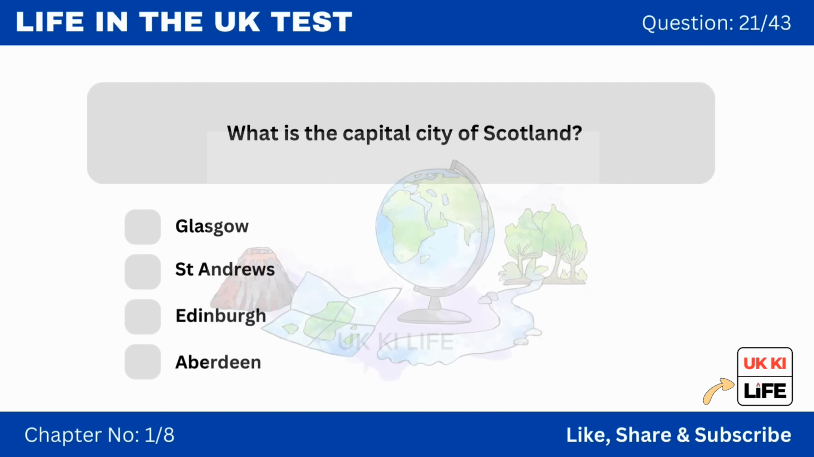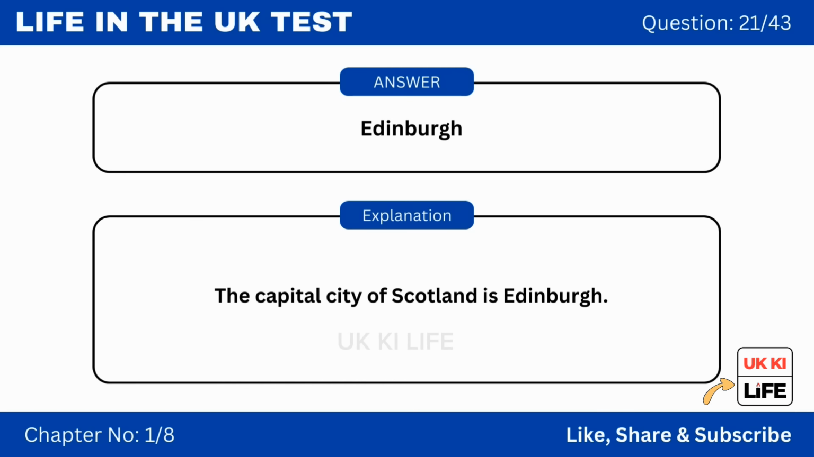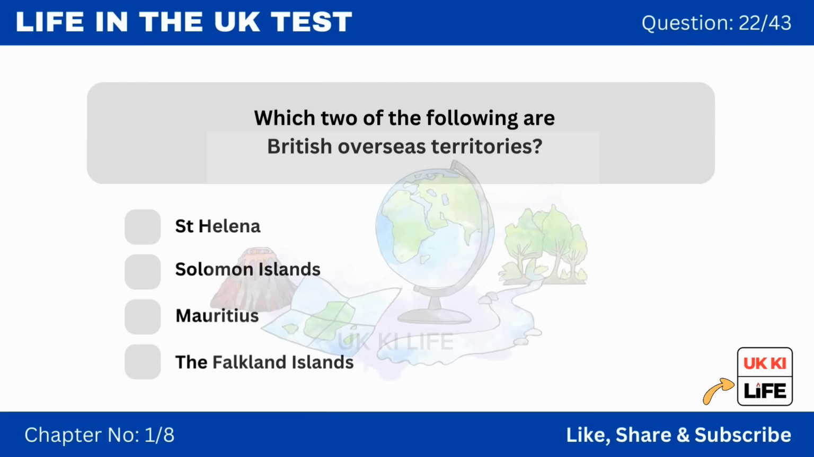The correct option is C. Explanation. The capital city of Scotland is Edinburgh. Question 22. Which two of the following are British overseas territories? St Helena, Solomon Islands, Mauritius, the Falkland Islands.